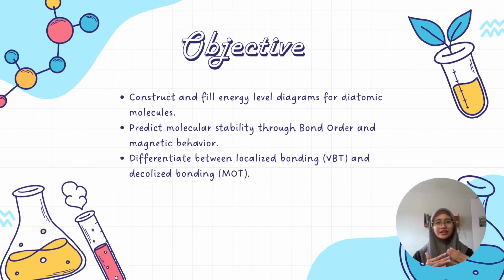Now, let's talk about the objectives of this topic. There are three objectives. First, construct and fill energy level diagrams for diatomic molecules. Second, predict molecular stability through bond order and magnetic behavior. And lastly, differentiate between localized bonding (VBT) and delocalized bonding (MOT).